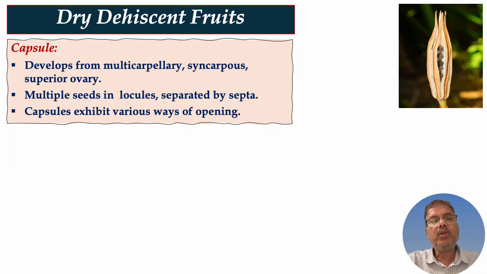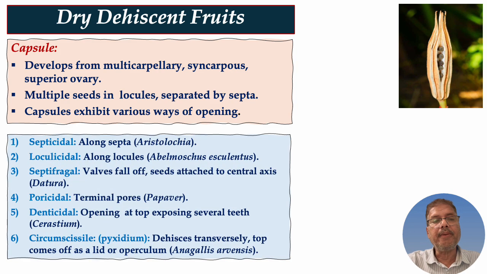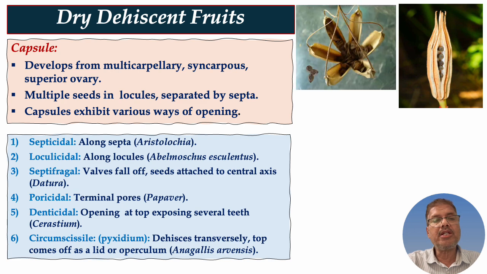The capsule fruit develops from multicarpillary syncarpous superior ovary. The capsule contains multiple seeds in chambers called locules, separated by the septa. The capsules exhibit various ways of opening, like septicidal capsule, where the splitting occurs along the septa, as in case of Aristolochia.